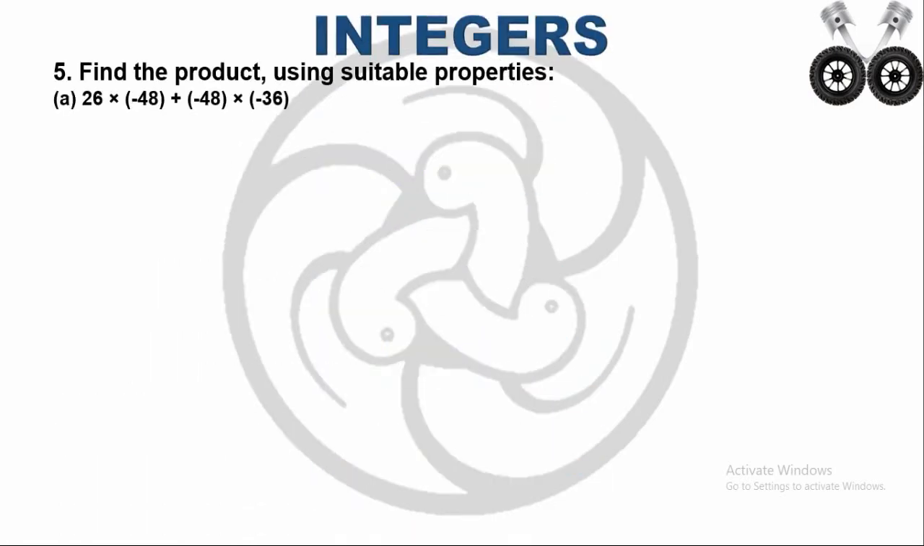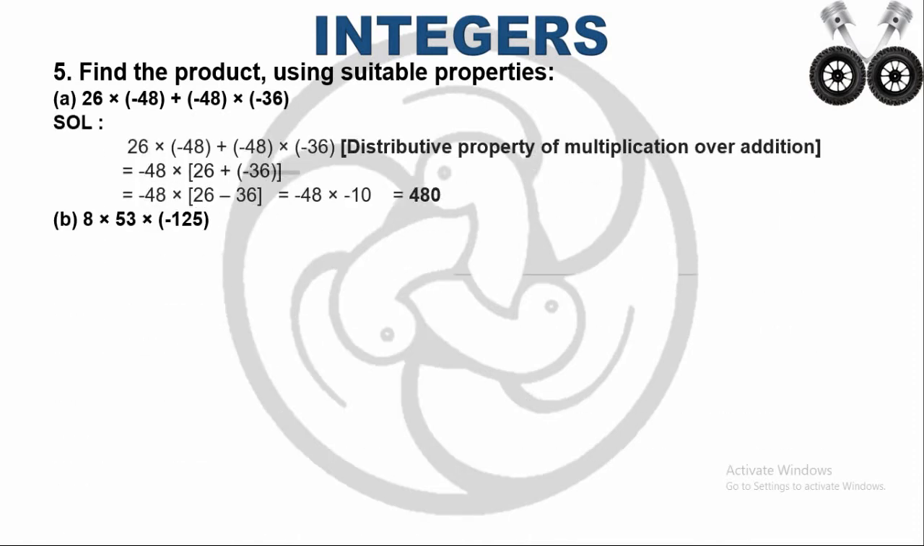Next one was find the product using suitable properties. I have to write what property is used here. So 26 into minus 48 plus minus 48 into minus 36. Here minus 48 is a common factor for both the integers 26 and minus 36. That means minus 48 is distributed to 26 as well as to minus 36. What property is being used here? Here we are using the distributive property.